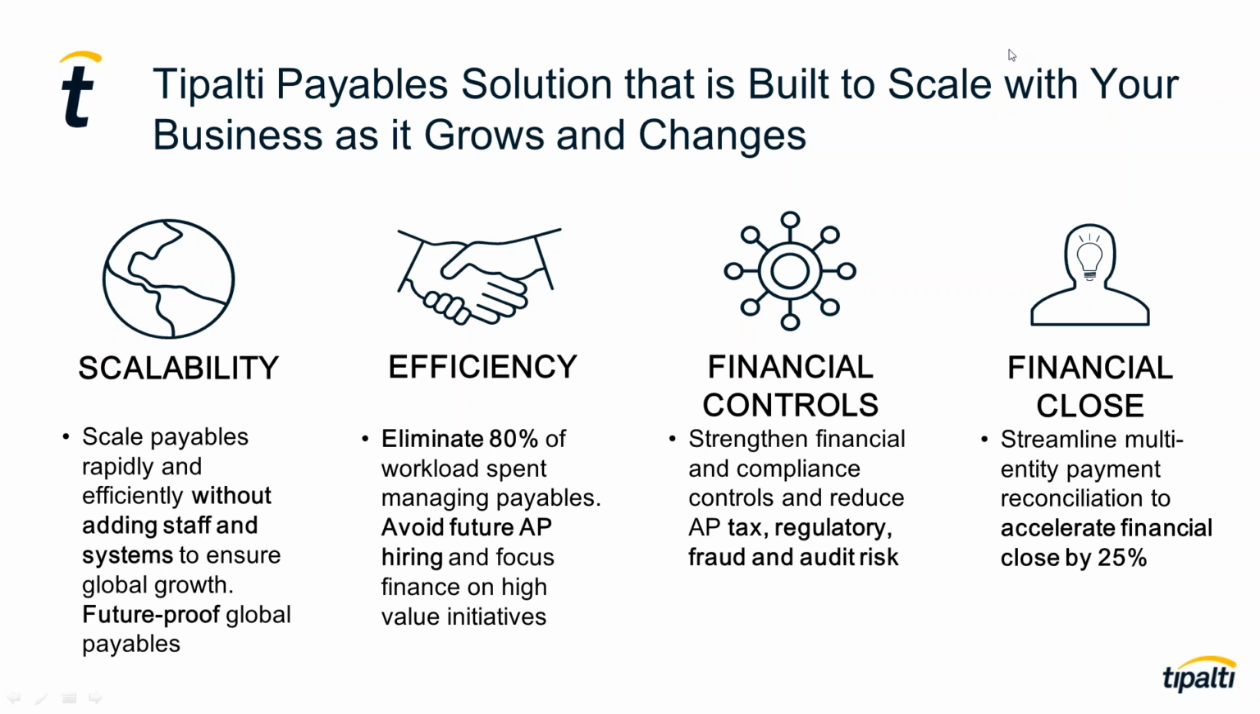The second key differentiator is efficiency. Efficiency is all about improving the productivity of the finance function by automating the payables. And we all know that AP is the number one most time-consuming and manual function in finance. So with Tipalti, companies can eliminate 80% of the workload managing payables. How do we do that?